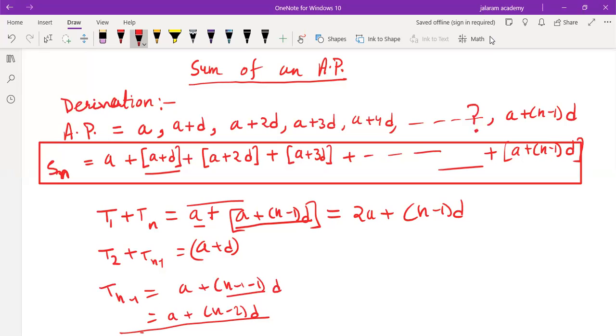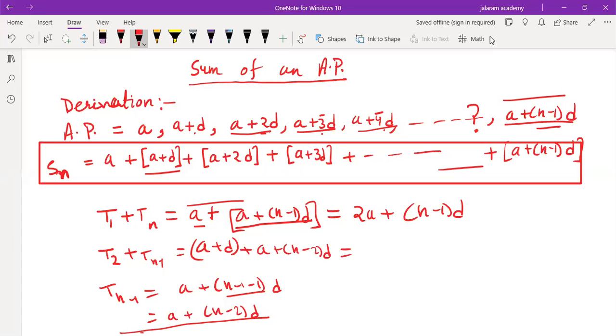This is the position just before A plus n minus 1 D, like after A plus 1D, A plus 2D, A plus 3D, A plus 4D. What is the term before A plus 4D? In place of 4, it is 4 minus 1, 3. What is the term just before A plus 3D? 3 minus 1, 2. This is A plus 2D. Similarly, the term before A plus n minus 1 D is n minus 1 minus 1, that is A plus n minus 2 into D. We can think with this method also.